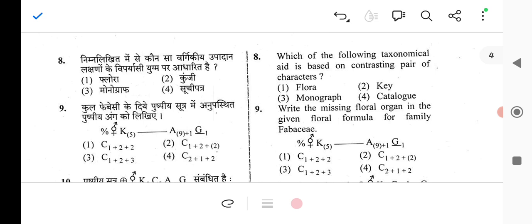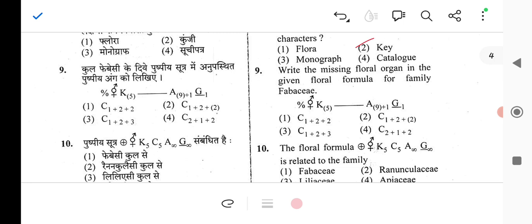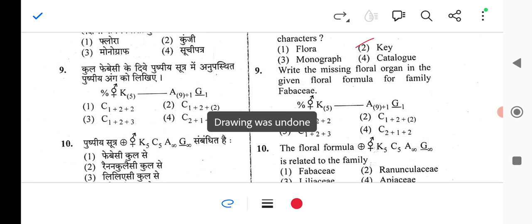Next: which one of the following taxonomical aids is based on contrasting pair of characters? It is key. Next: write the missing floral organ in the given formula for the family Fabaceae. In Fabaceae, it is bisexual and zygomorphic, calyx 5, corolla is 2 plus 2 plus 1. It will be 2 which is joined, then 2 plus 1.